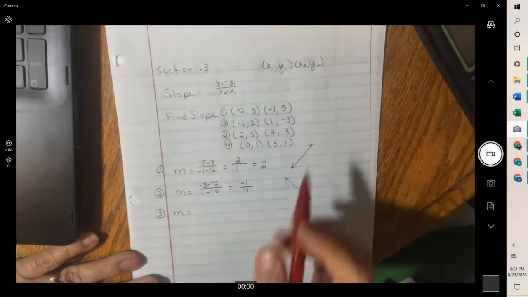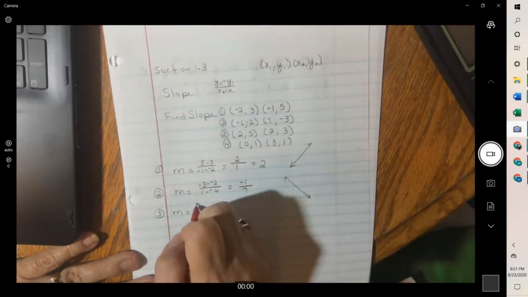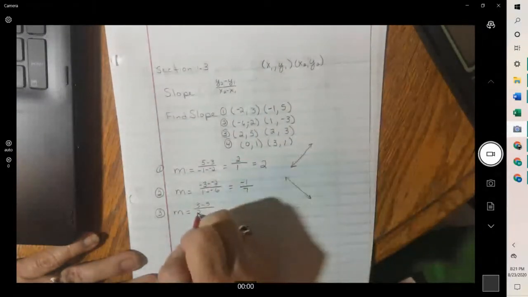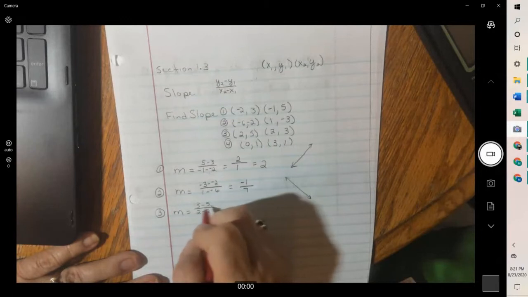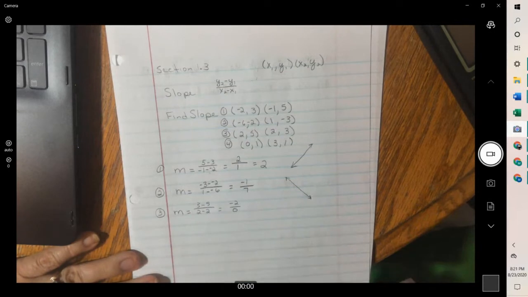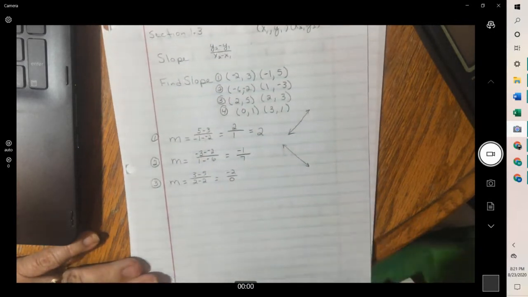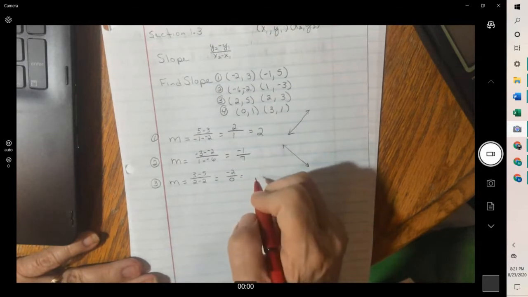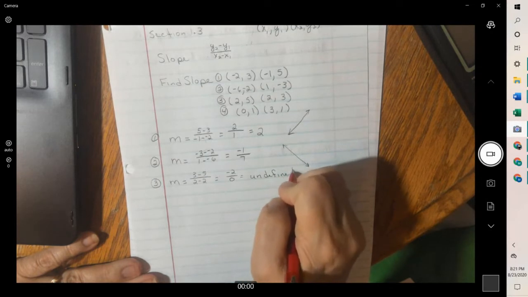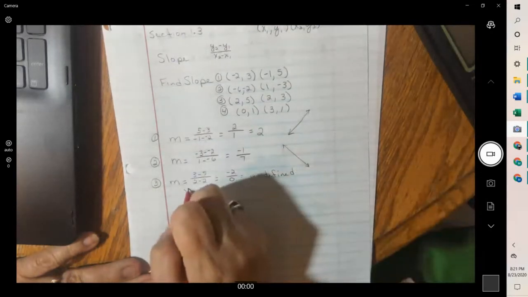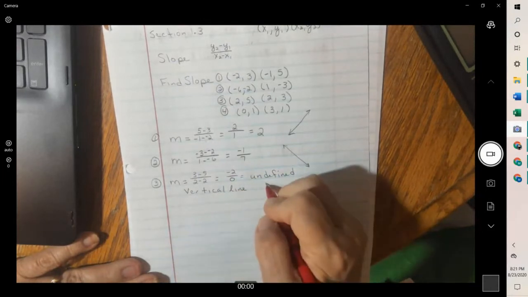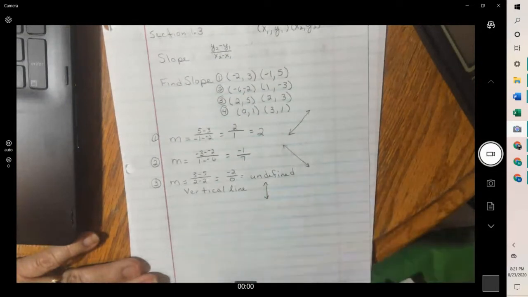Find the next one. So we take 3 minus 5 over 2 minus 2. And 3 minus 5 is a -2 over 0. But we know we cannot divide by 0. So this one, it's not called doesn't exist, it's undefined. A slope that is undefined is a vertical line. It goes up and down.